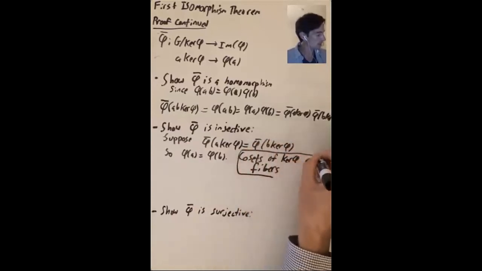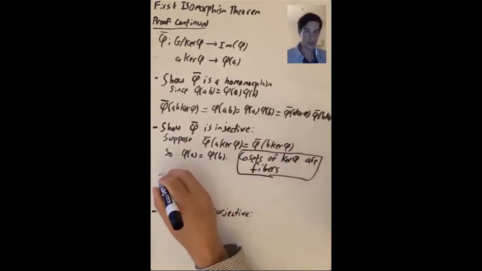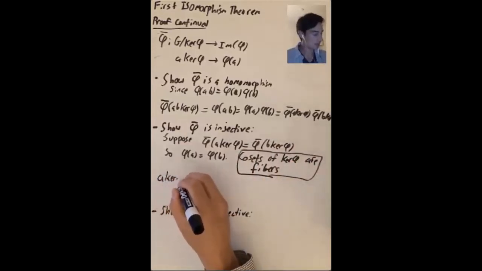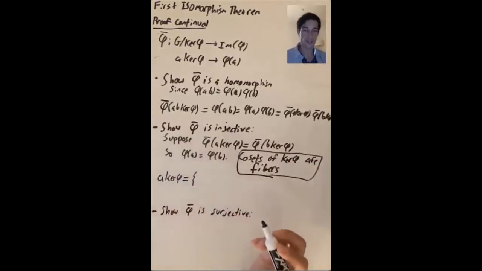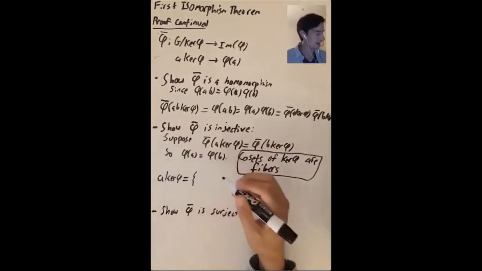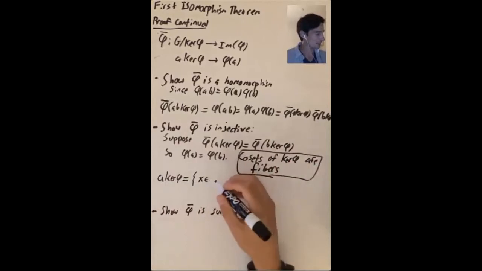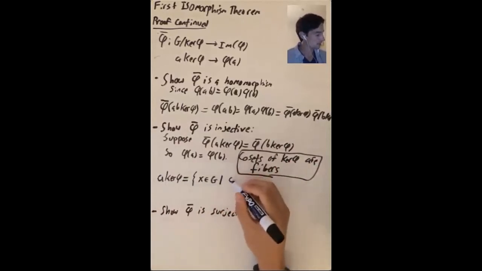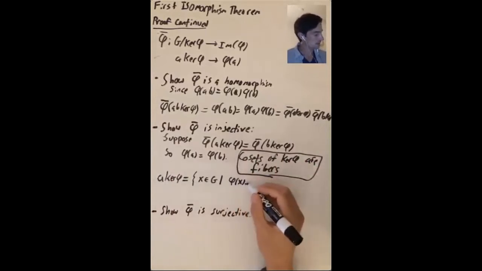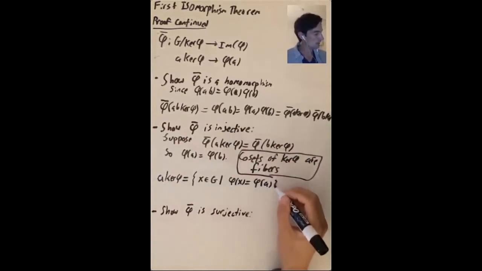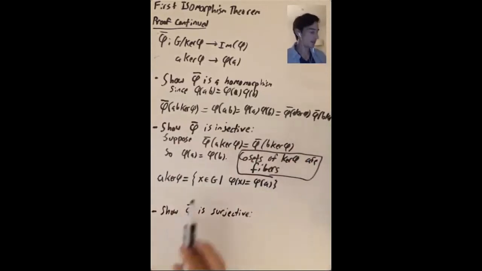So what does that mean concretely here? The coset A kernel phi is equal to the set of all of the things. So it's everything, let me say, x in G such that phi of x is equal to phi of A. So it's all the things that get sent by this map phi to the same place that A gets sent to.